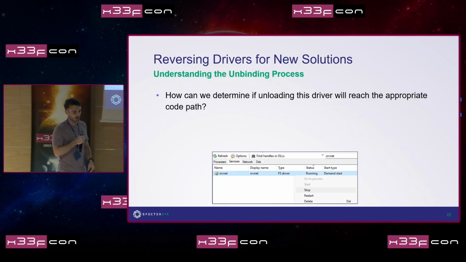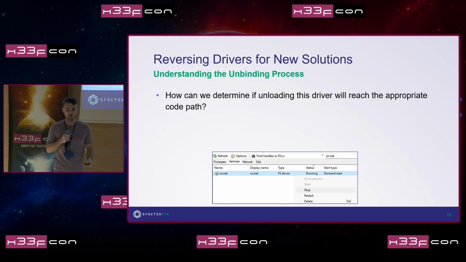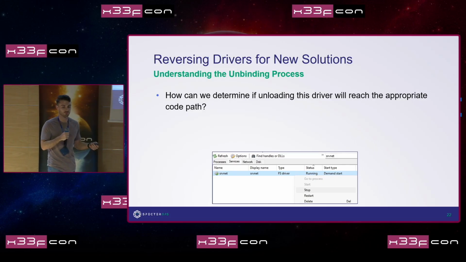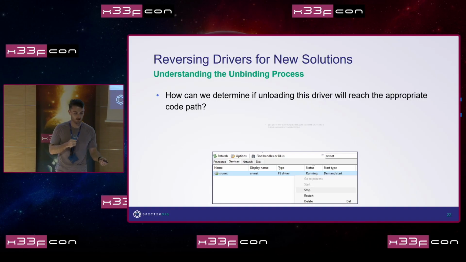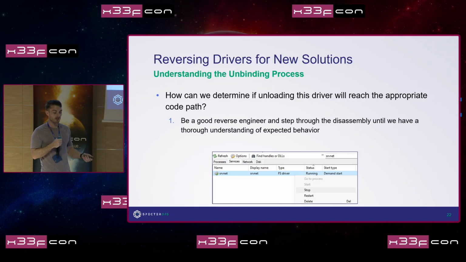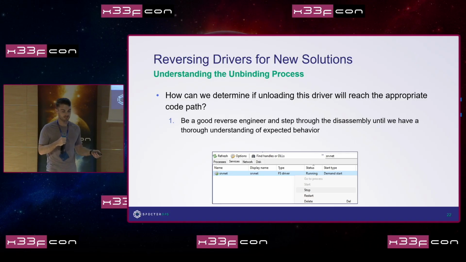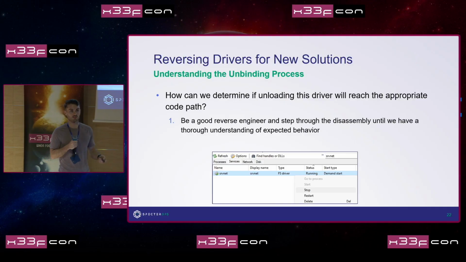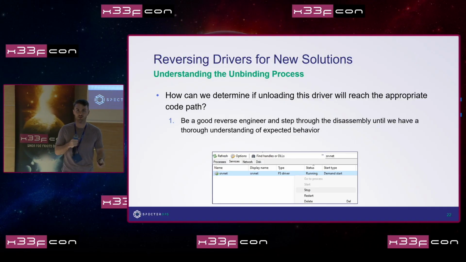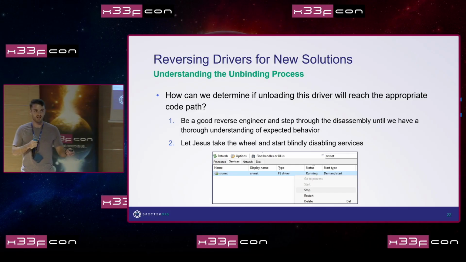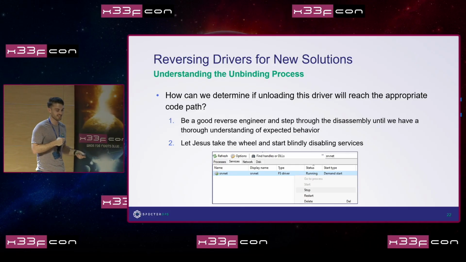So how can we determine if unloading this driver, or functionality associated with this driver unload function, could be reached in some way? Well, our first option would be to be a good reverse engineer, and step through all of the disassembly until we have a relatively good understanding of what's going on in the driver. Or you can just let Jesus take the wheel and start disabling services. And I'll let everybody assume which approach I took.